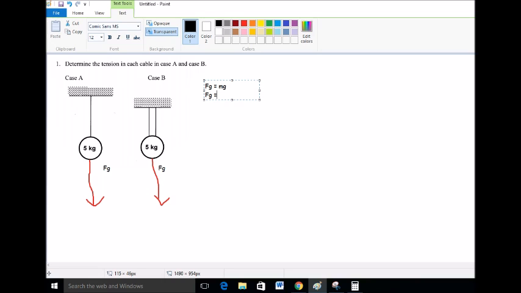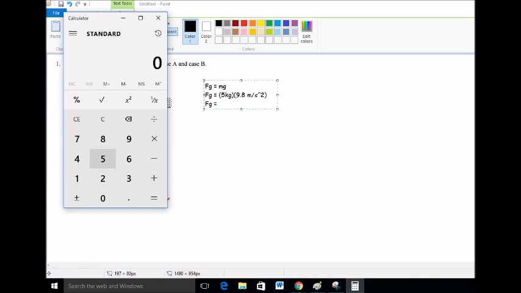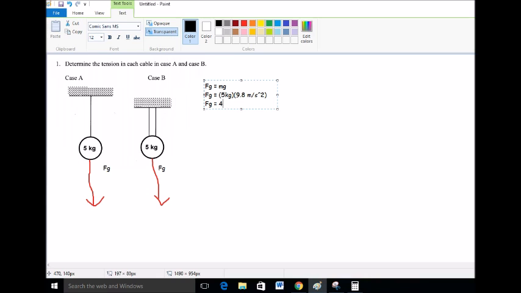So Fg equals, now the mass is given to us, that's 5 kilograms for both examples. So that would be 5 kilograms times 9.8 meters per second squared. Let's do that real quick. 5 times 9.8, we get 49, and the units would be newtons because it's a force.